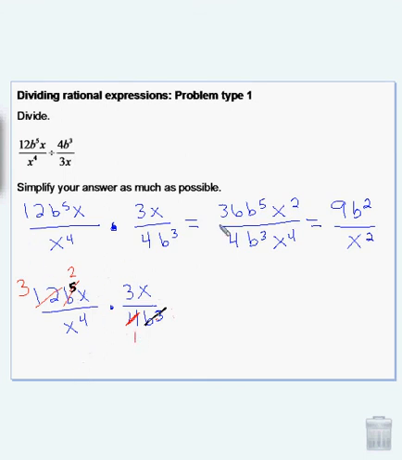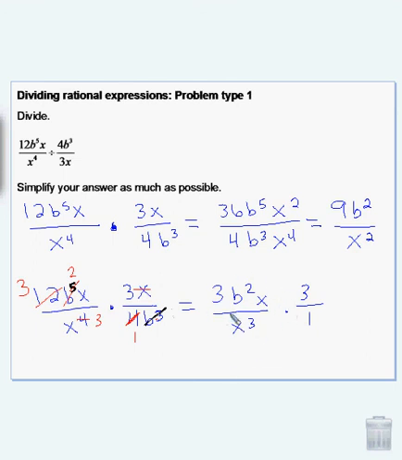That's why we always need to check to make sure we recopy things correctly. Looking at my x's, I have 4 x's in this denominator, 1 x in this numerator. One of these x's will cancel, leaving me 3 in the denominator. Now for clarity, I'm just going to rewrite this. I have 3b squared x over x to the third times 3 over 1.